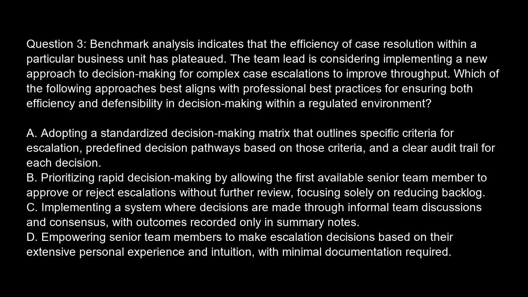Option A. Adopting a standardized decision-making matrix that outlines specific criteria for escalation, predefined decision pathways based on those criteria, and a clear audit trail for each decision. Option B. Prioritizing rapid decision-making by allowing the first available senior team member to approve or reject escalations without further review, focusing solely on reducing backlog. Option C. Implementing a system where decisions are made through informal team discussions and consensus, with outcomes recorded only in summary notes. Option D. Empowering senior team members to make escalation decisions based on their extensive personal experience and intuition, with minimal documentation required.